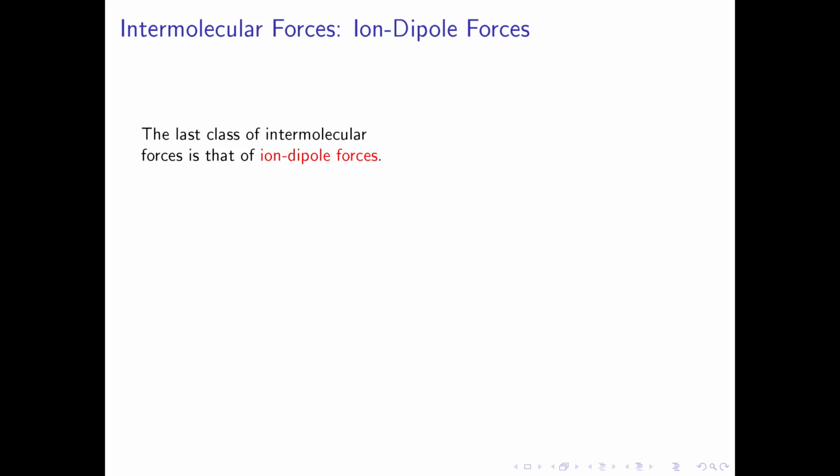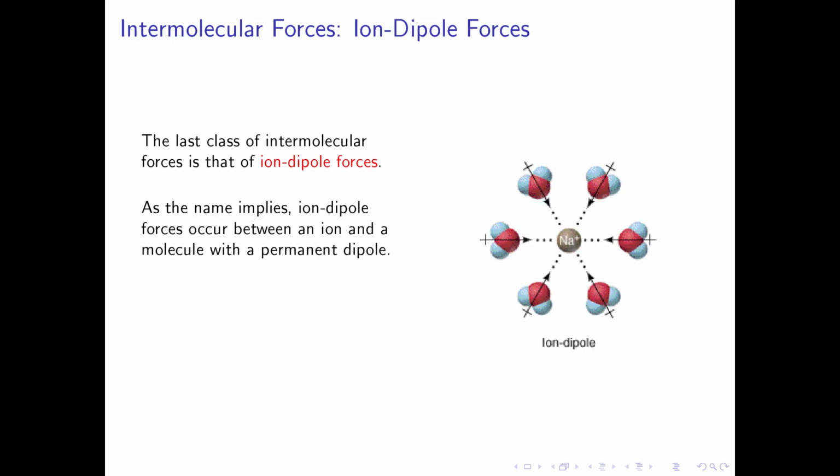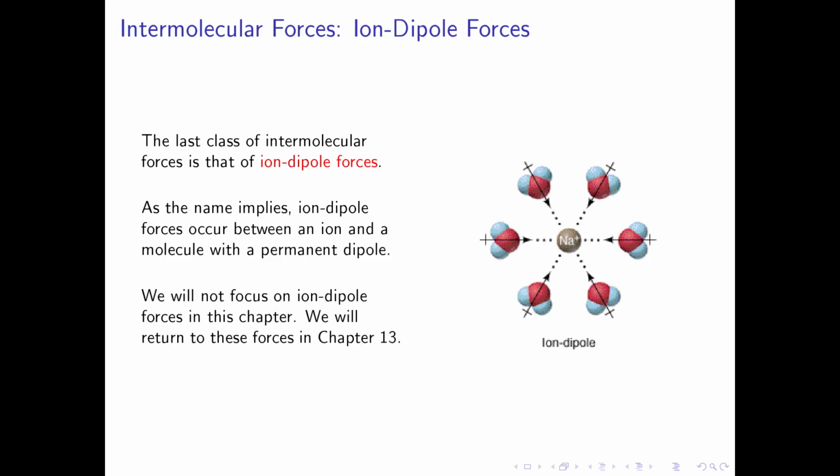The last type of intermolecular forces that we will consider are ion dipole forces. As the name implies, ion dipole forces occur between an ion and a molecule with a permanent dipole. This is demonstrated to the right, where the water molecules are surrounding the sodium ion, with the negative end of the water attracted to the positively charged sodium ion. We will not focus on ion dipole forces in this chapter. We will return to these forces in Chapter 13.